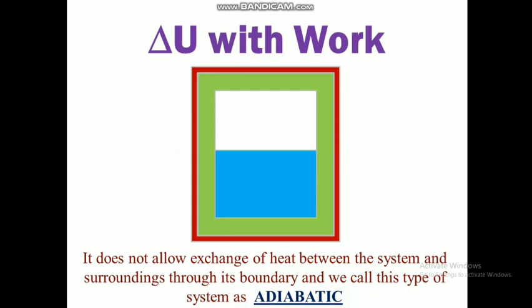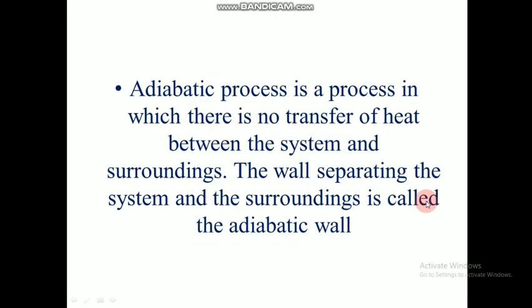So an adiabatic system is a kind of system which will not allow exchange of energy between the surroundings and the system. An adiabatic process is a process in which there is no transfer of heat between the system and surroundings. The wall separating the system and the surroundings, the insulating wall, is known as the adiabatic wall.